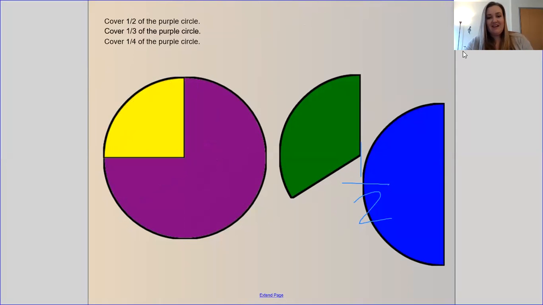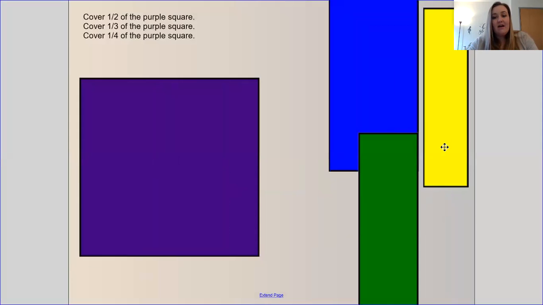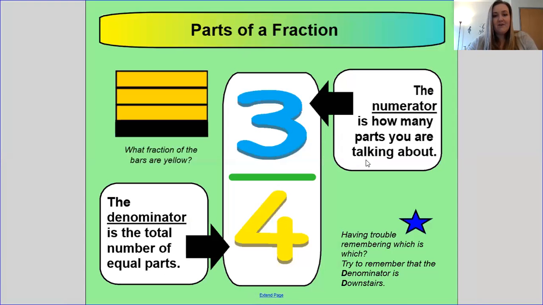Okay, let's go to our next slide. Let me clear the drawing. Same thing over here, half of the purple square, 1/3 of the purple square, 1/4 of the purple square. Okay, you go through that.